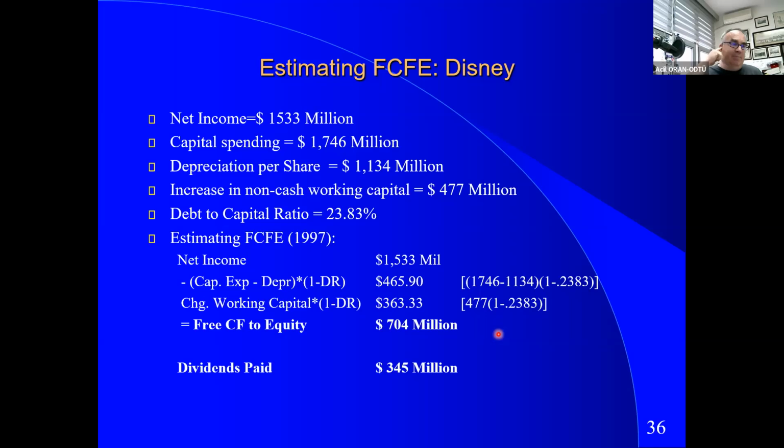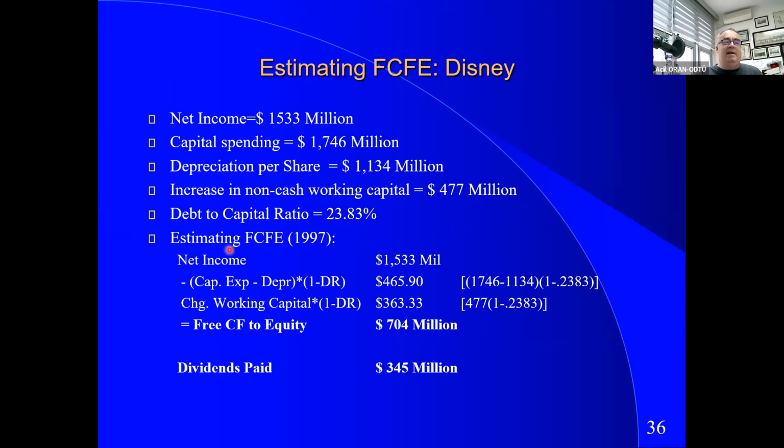And as an example, let's use this to calculate the free cash flow to equity for Disney company. Disney had a net income of 1.5 billion. Its capital spending was 1.7 billion. Depreciation was about 1.1 billion. And the non-cash working capital had gone up by about 477 million in the last year. Its debt ratio was just under 24%.